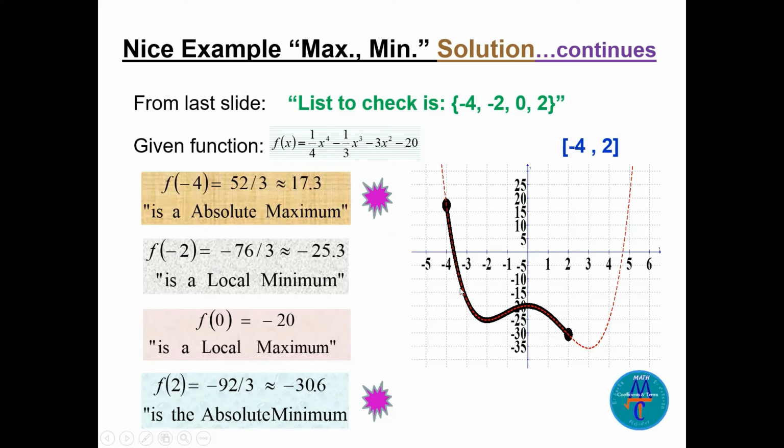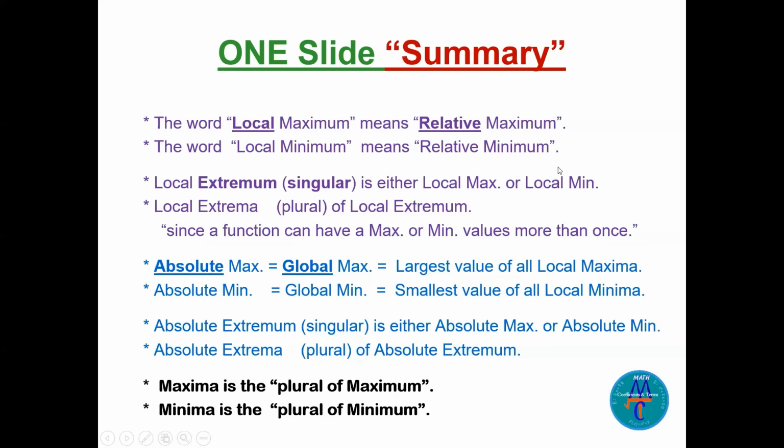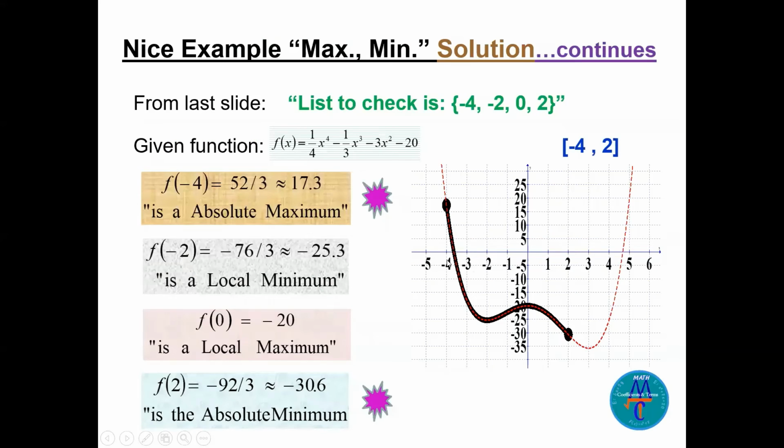See this one here, the red dashed is the whole graph of this function, a polynomial function of degree 4. But we need from minus 4 to 2. See, we are studying here from minus 4 to 2. So we look, where is the maximum number? 17.3, which is 52 over 3 after we replace minus 4 in the function. So this is the absolute max. You see this one? Absolute max.